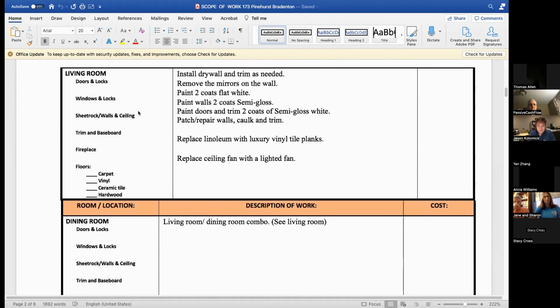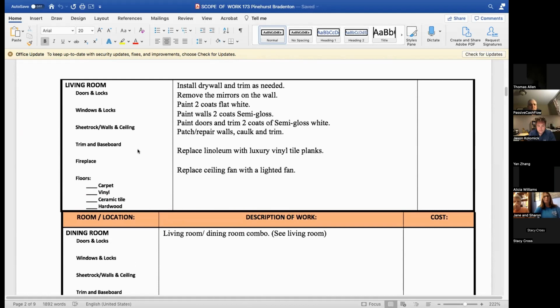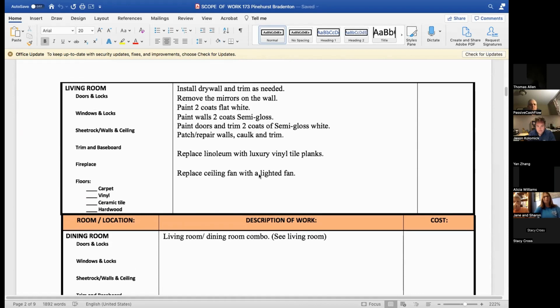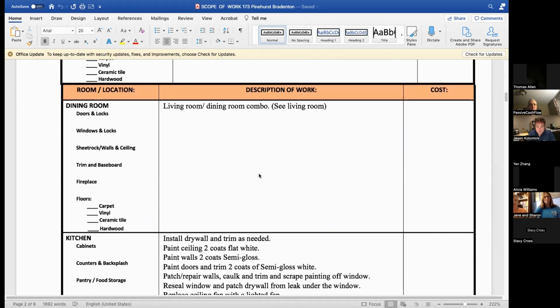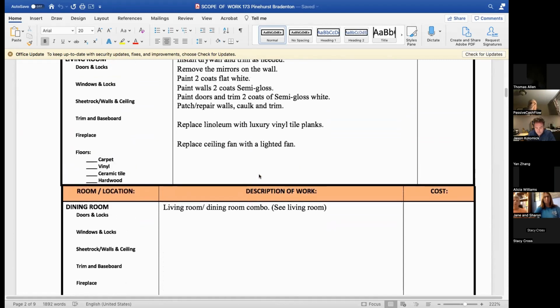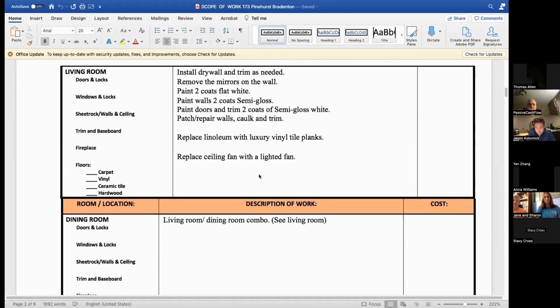we have it down to, here's the living room, and add everything you want in the living room: replace the linoleum with luxury vinyl, ceiling fan with light. We just go down. And even something like the ceiling fan can be important, because if you don't say replace the ceiling fan with a lighted fan, then you're going to get a ceiling fan. And most people want that light in their ceiling fan now. So again, just be specific with even those little details.